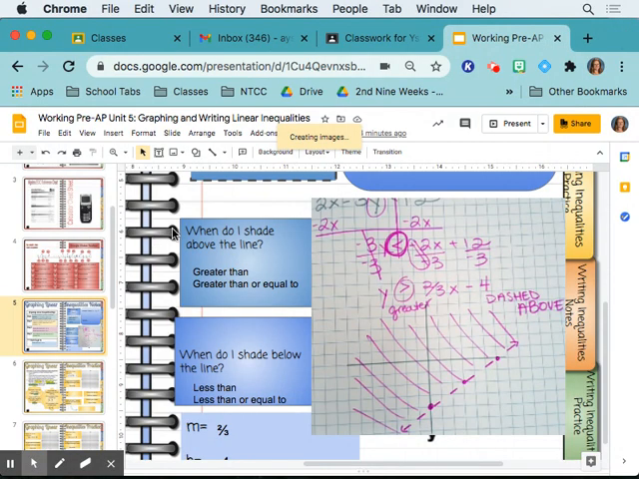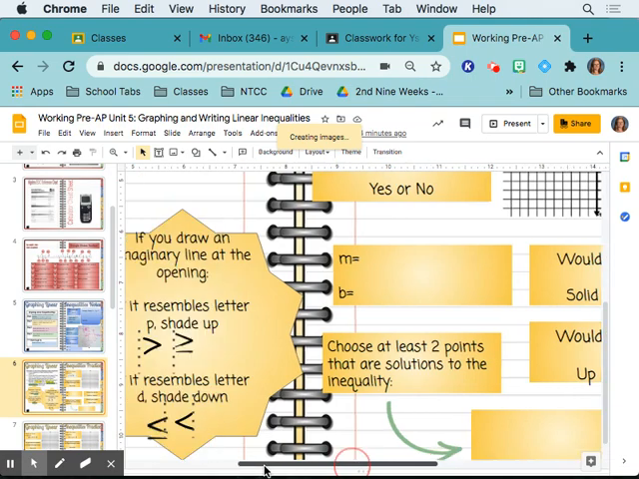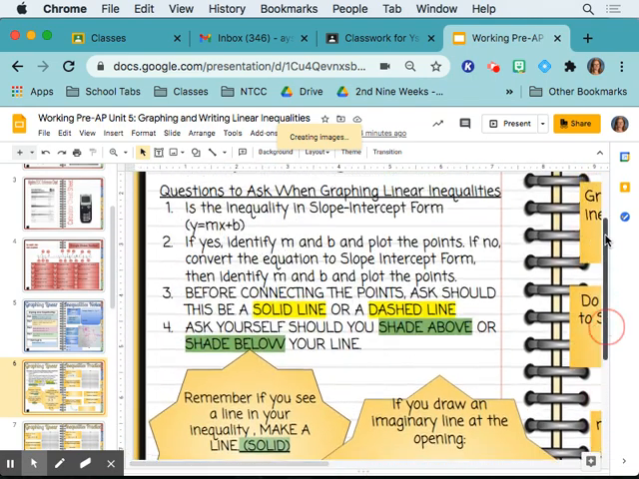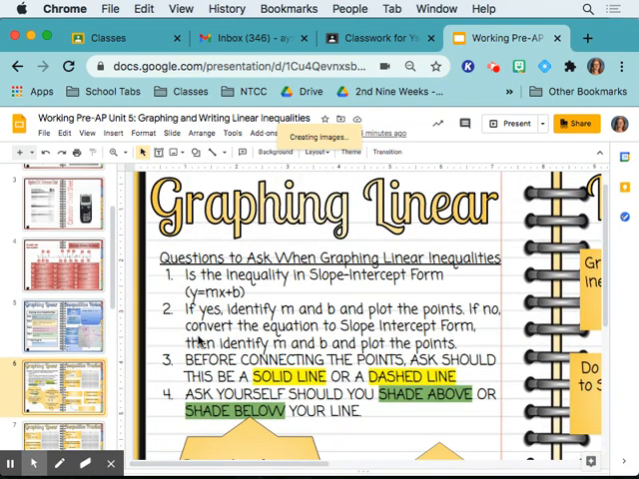Okay, let's look back at slide 6. Just some reminders over here. Questions to ask when graphing a linear inequality. 1. Is the inequality in slope-intercept form, y equals mx plus b? 2. If yes, identify m and b and plot the points. If no, convert the equation to slope-intercept form, then identify m and b and plot the points.